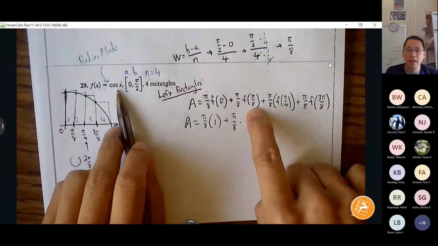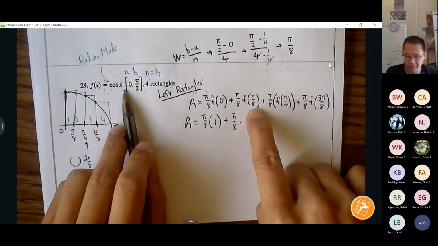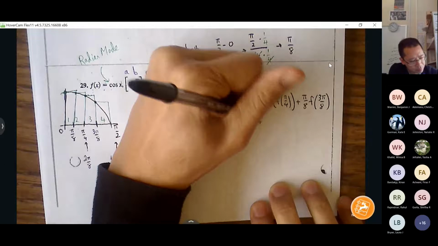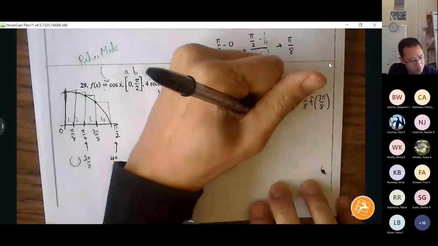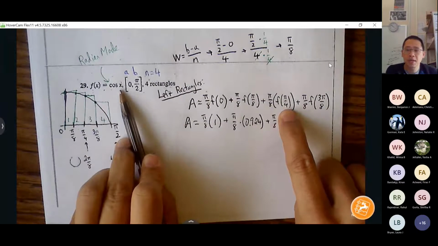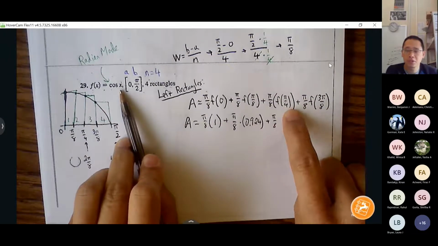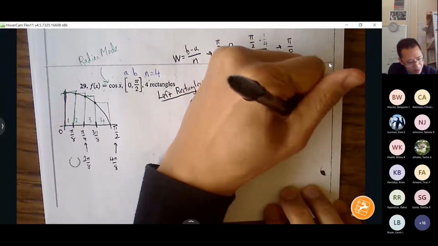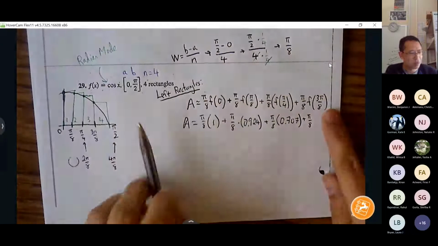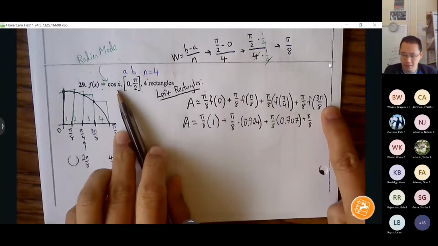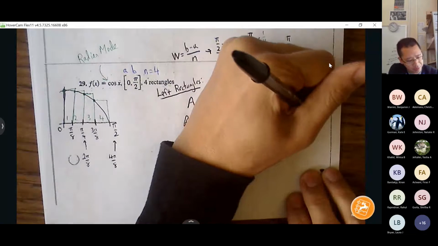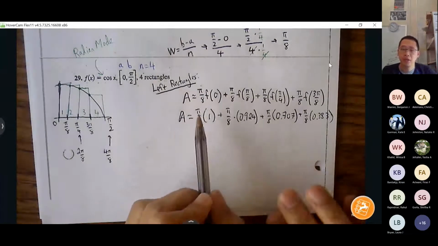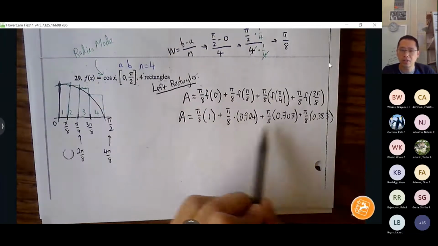Okay, plug pi over 8 in for x, cosine of pi over 8 will give us a decimal value, 0.924. F of pi over 4, cosine of pi over 4 is root 2 over 2, which is around 0.707. Cosine of 3 pi over 8 gives us decimal value 0.383. So now we're just going to do width and height. All this can go in the calculator.